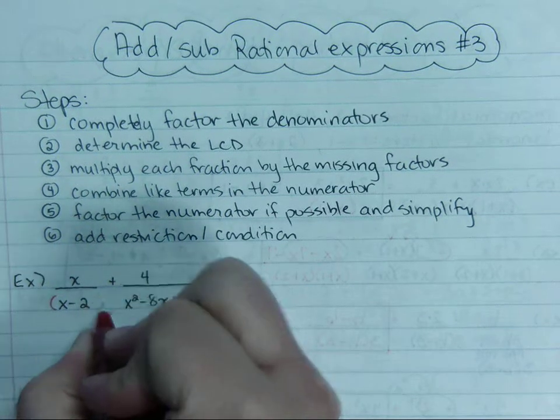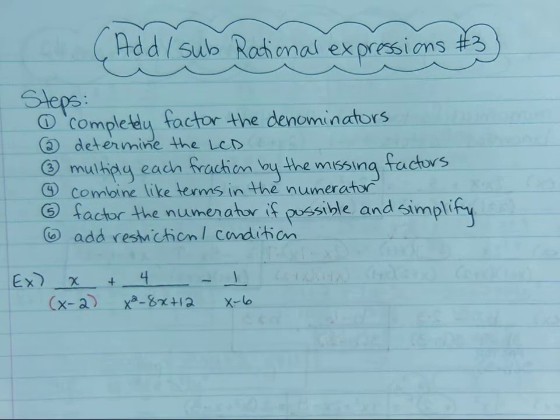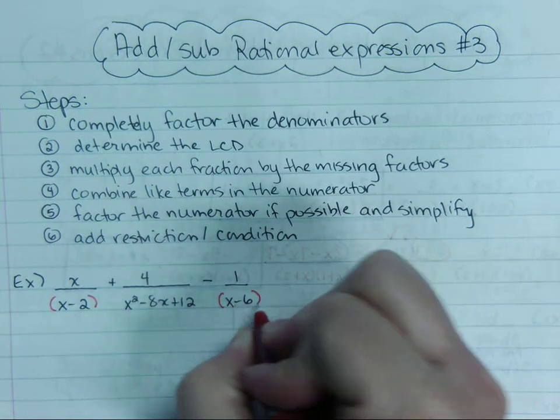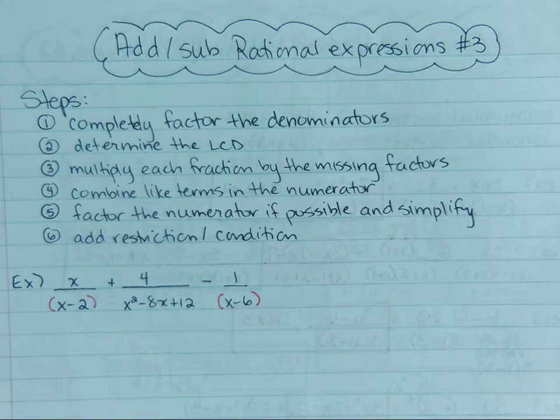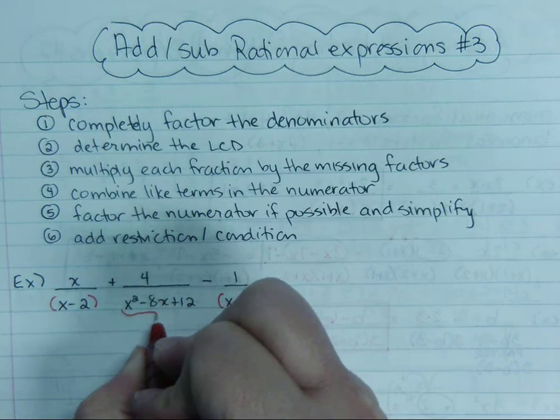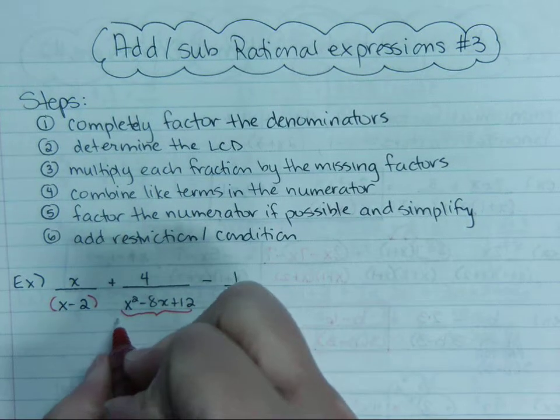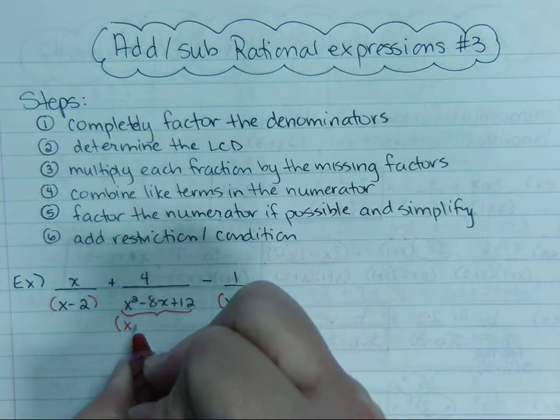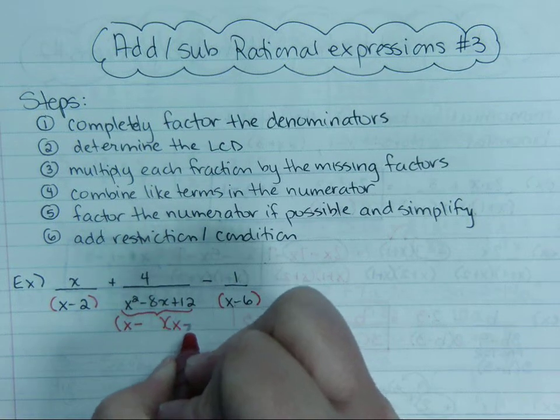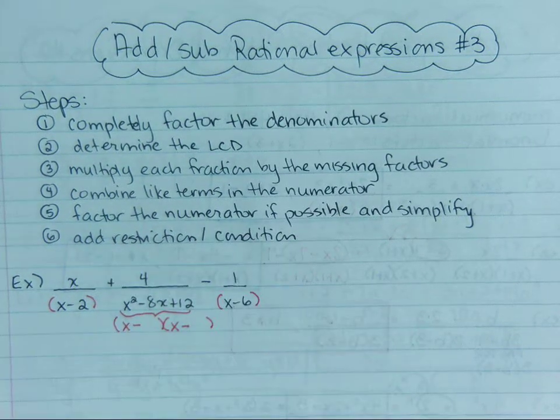So this first fraction, that's your binomial factor, so just put parentheses around it. Same thing with the third one, binomial factor. And the only thing I have to do extra is factor this denominator. This one has an a equal to 1, so you don't have to do an area box. We can look at it and figure out our factors. So 2 factors of 12 that add up to be negative 8. 6 and 2.